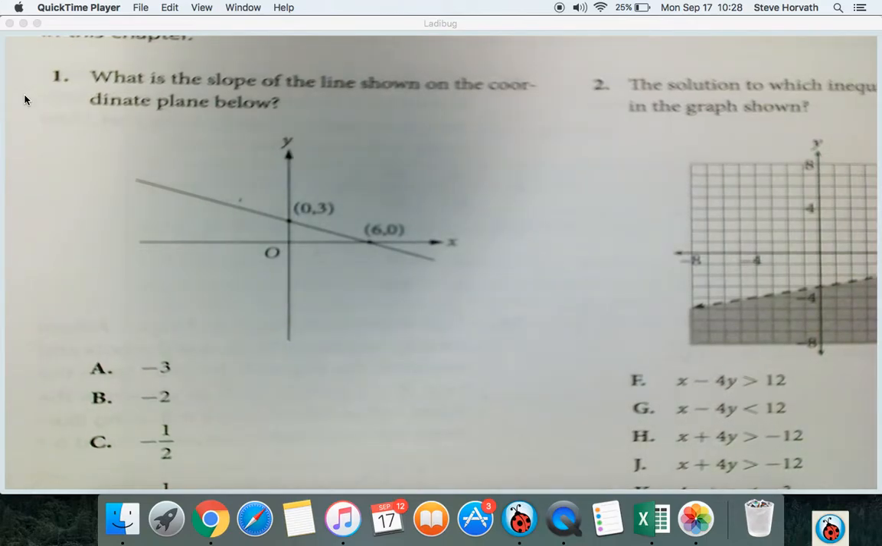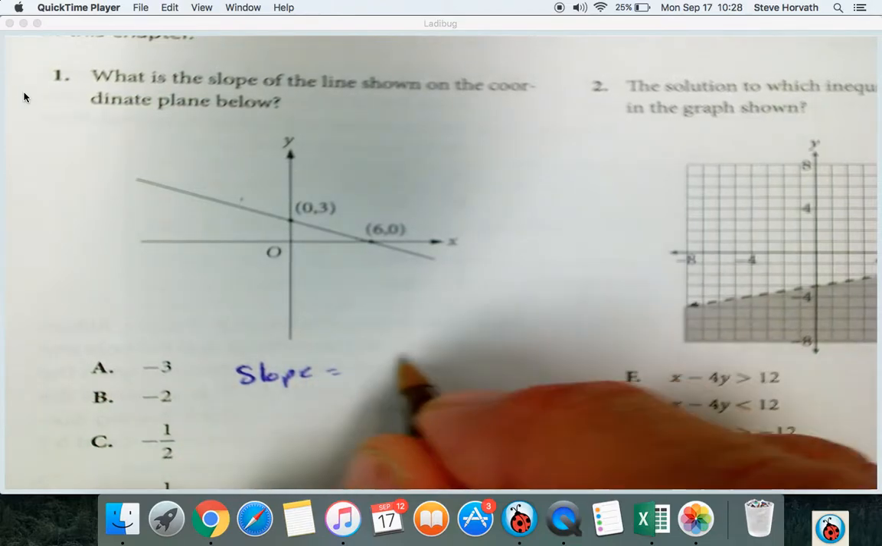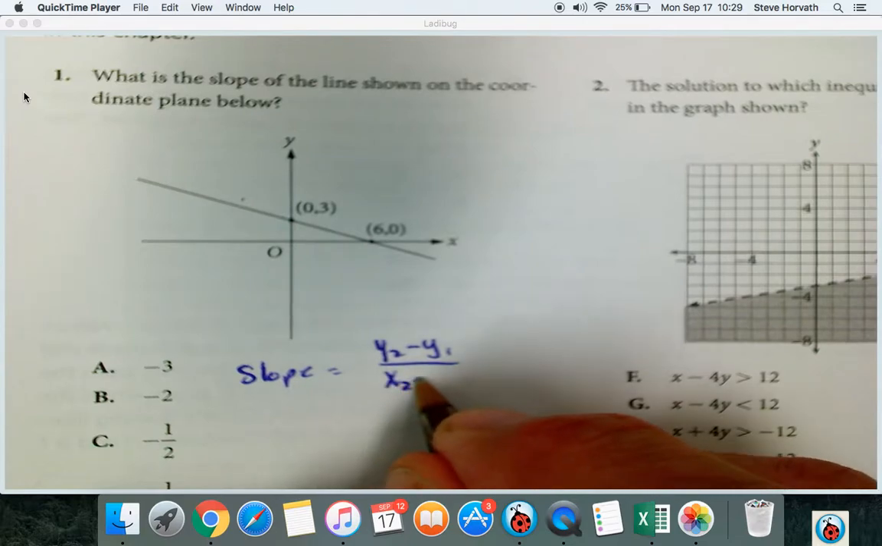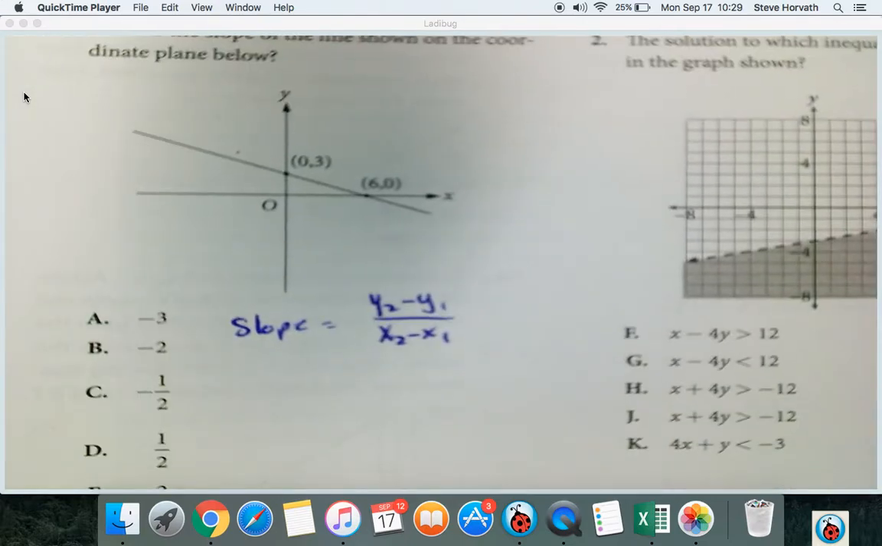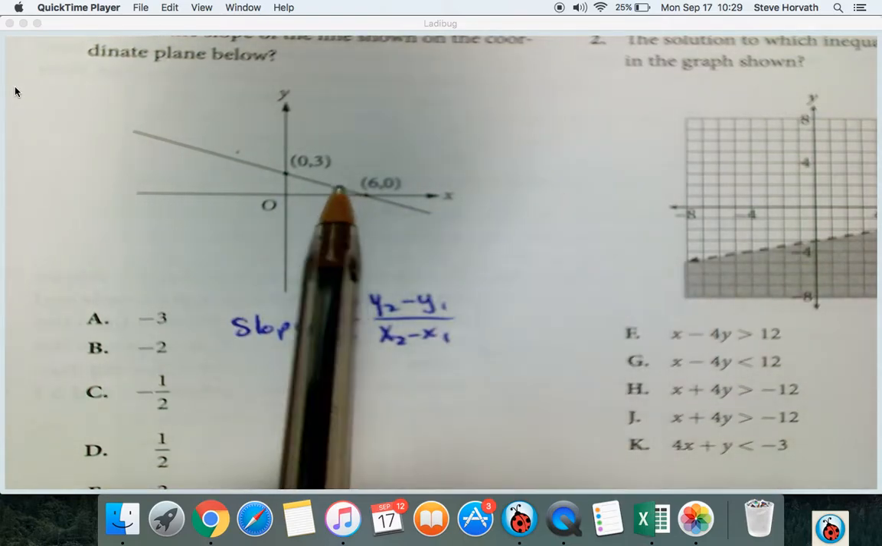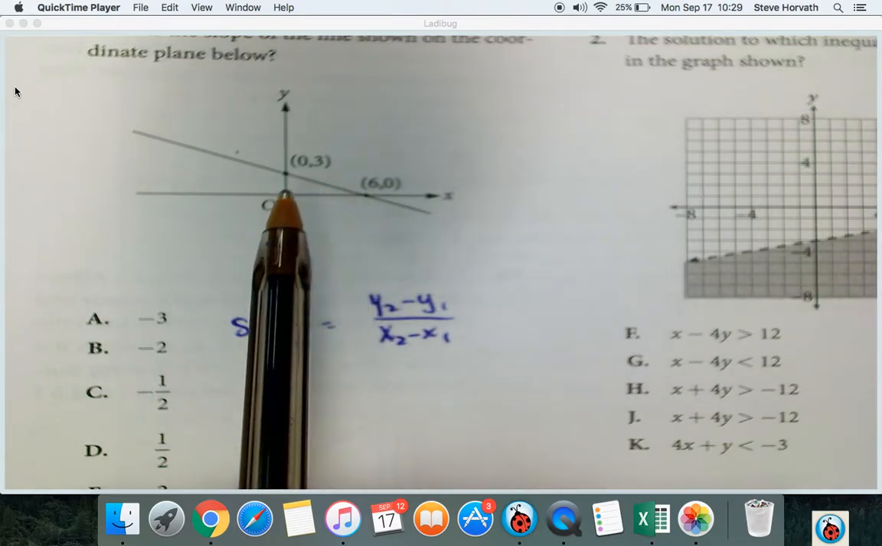The slope of the line. Well, slope is change in y, which is y2 minus y1 over x2 minus x1. It's the definition of slope. It doesn't matter which direction we go, as long as we're consistent. Let's go from the second point, the one on the right, to the one on the left.